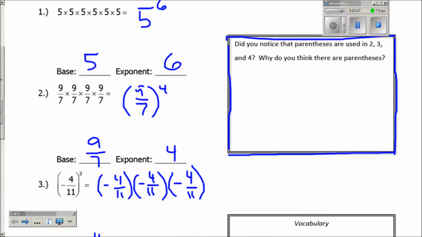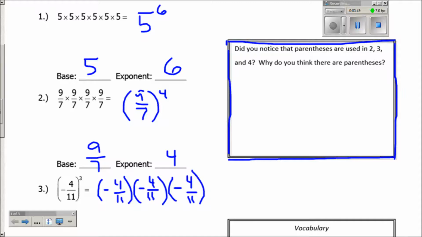Back to the question about why questions 2, 3, and 4 require parentheses. That's not something I'm going to answer now in the video. We'll discuss that in class. But I would like you to attempt an answer here on your paper. What is different about questions 2, 3, and 4? Why are the parentheses necessary in those cases, but not in questions 1 and 5?